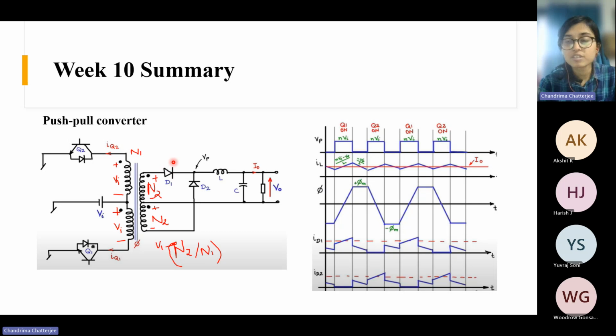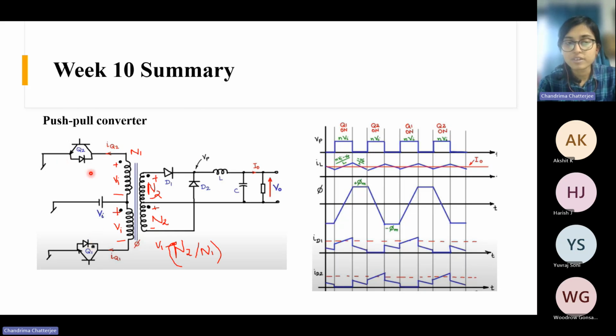As soon as this diode gets forward biased, this diode can't conduct. It gets reverse biased, so now no current will flow through from here. Only the current will flow like this in this interval when Q1 is on. Next, we will see an interval where both these devices are off.